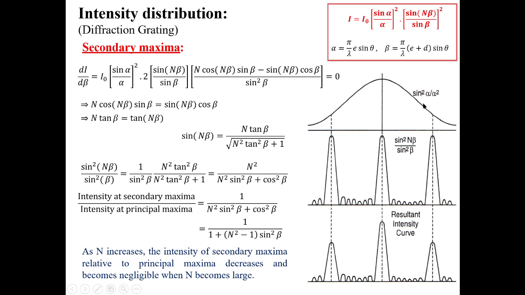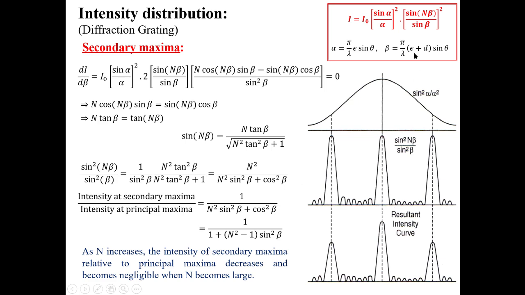This is due to sin square alpha upon alpha square, and these are principal maxima. This is for n equal to 0, this is for n equal to 1, this is for n equal to minus 1, and there are capital N minus 1 minima, and between these two principal maxima there are capital N minus 2 secondary maxima. So this is the pattern due to the grating.